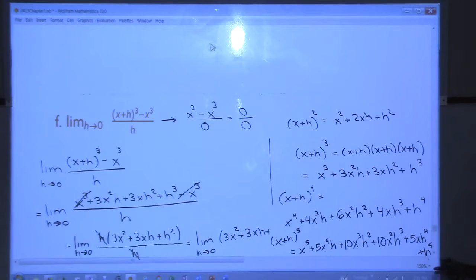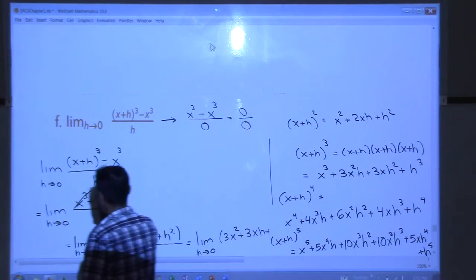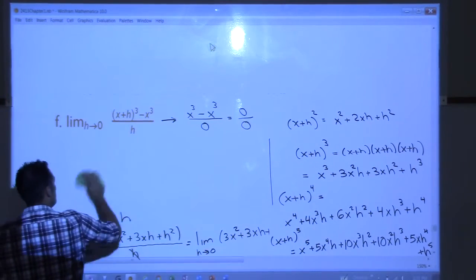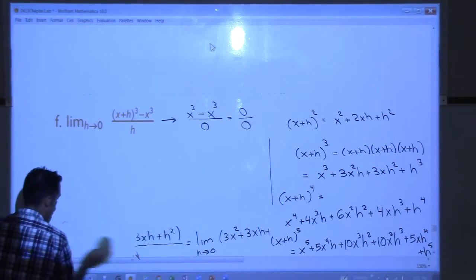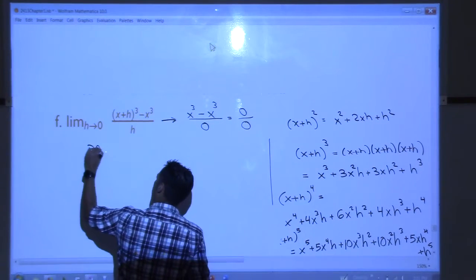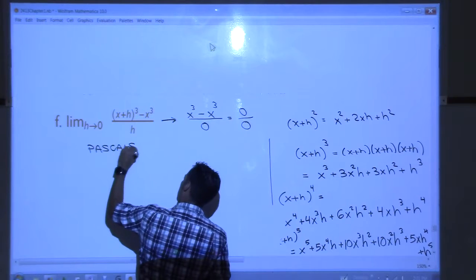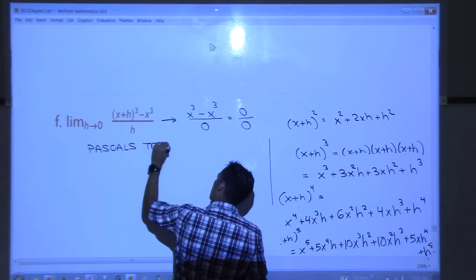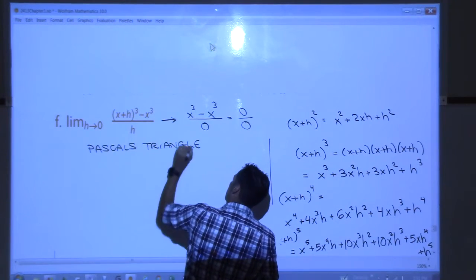So do I really have all these programmed into my brain, or is there a pattern here? There's a pattern. So I'm going to show you the pattern. Some of you may have heard of this, some of you may not. It's called Pascal's triangle. Anyone heard of this? So Pascal's triangle works like this.